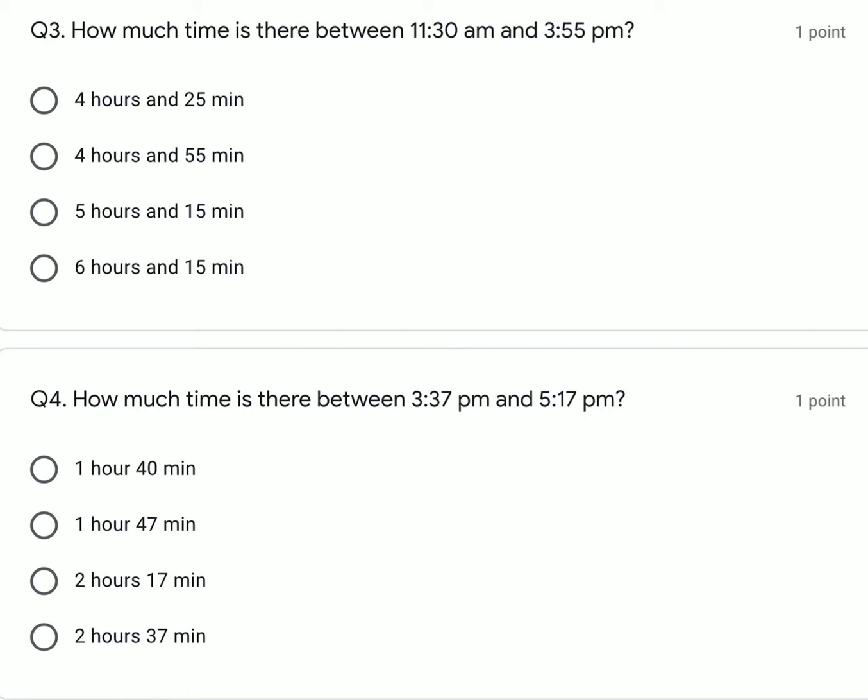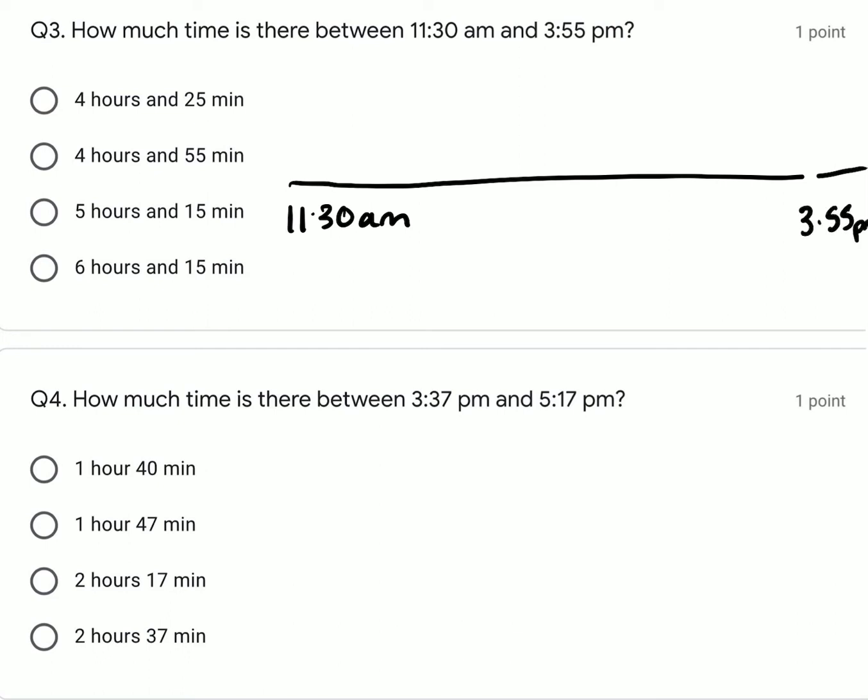Question 3, same thing again. This time we're going from AM to PM. So we're going from 11:30 AM to 3:55 PM. And we're just going to break it down into steps. I'm just going to rewrite that, sorry, 3:55 PM. So from 11:30 a.m., we're just going to go to the nearest whole hour, which is 12 p.m. And that's just 30 minutes away. It's just half an hour away from 11:30 a.m.